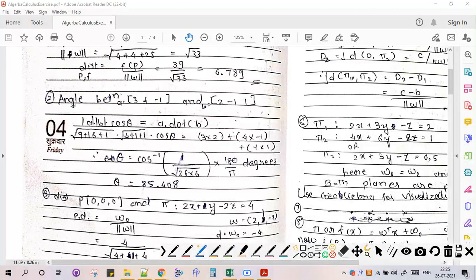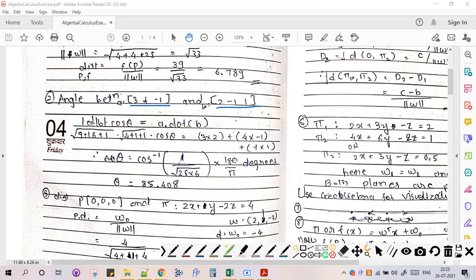Okay. Angle between, we need to calculate the angle between this and this. We have 2 points and we need to calculate the angle. So how can we do that? To calculate the angle, as I mentioned earlier, we just need to use the dot product, because there is no other way that you can calculate the angle between these two things. Correct.